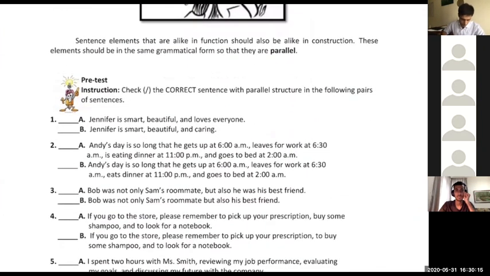So let's come here. "Jennifer is smart, beautiful, and loves everyone." Actually, you want to do "smart, beautiful, and caring," because these are descriptive words, but this is a verb. So you want to have only descriptive words. So this is correct.